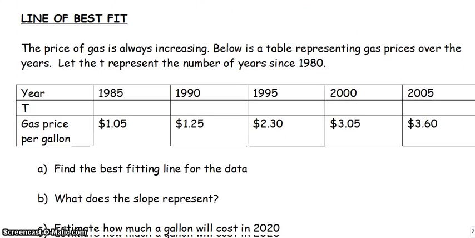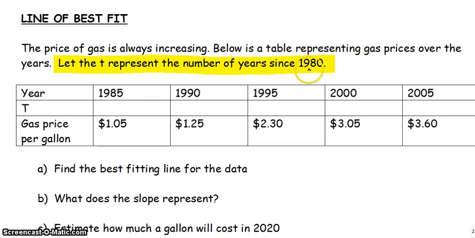Alright, so now we are going to move on to our line of best fit, or our linear regression line. The price of gas is always increasing. Below is a table representing gas prices over the years. Let T represent the number of years since 1980. The most important statement here is that T is representing the number of years since 1980. So you can't go into your calculator and plug in 1985, 1990, 1995, 2000, 2005. You really have to be careful when they define the parameters for your variables.